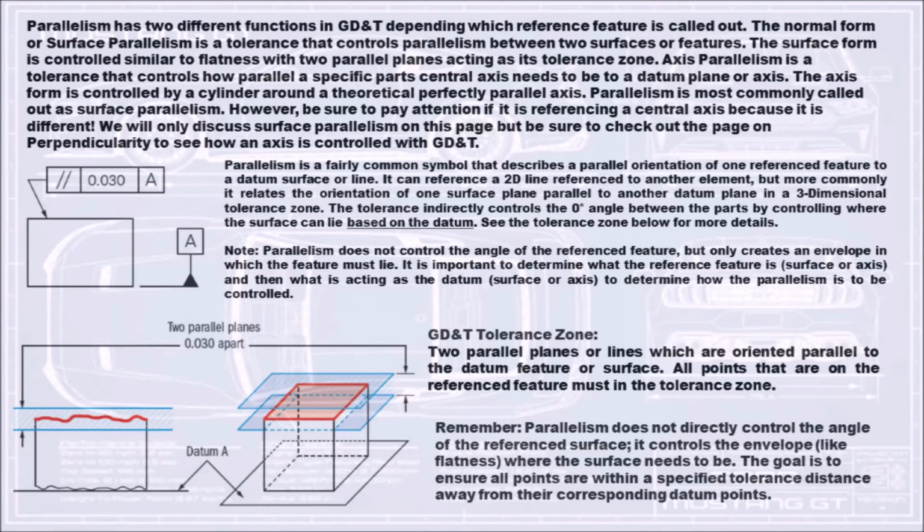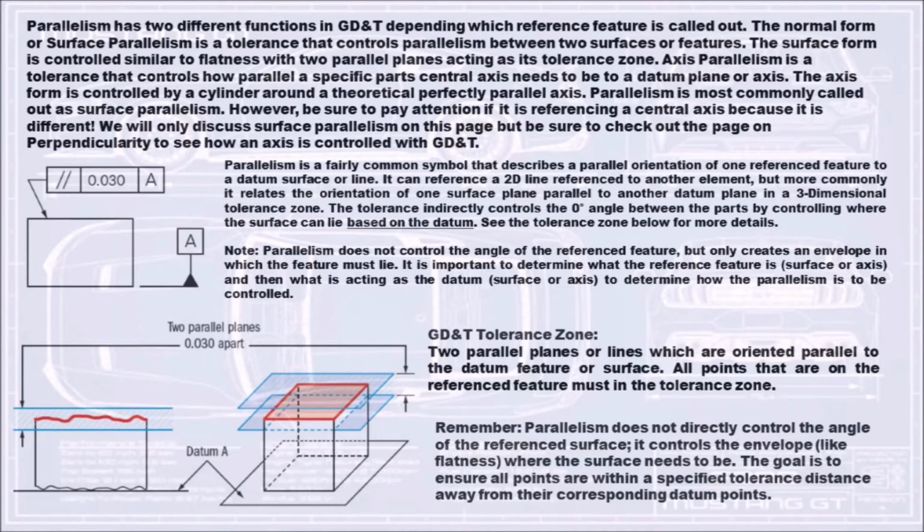Parallelism is most commonly called out as surface parallelism. However, be sure to pay attention if it is referencing a central axis because it is different. We will only discuss surface parallelism on this page, but be sure to check out the page on perpendicularity to see how an axis is controlled with GD&T.